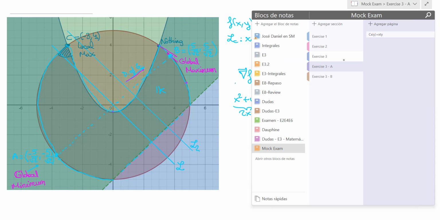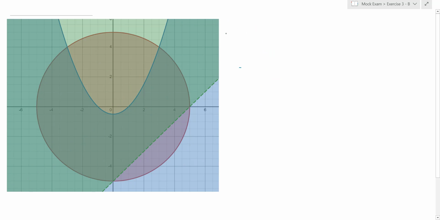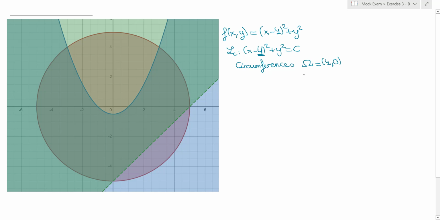Good. Let's go now with the other case. In this other case, the function that we must maximize and optimize in general is x minus 4 squared plus y squared. You can see directly that the level curves of value C will be circumferences. Sorry, and this is a 4. That may seem a y. So they are circumferences with a center at the point 4, 0, and the radius equal to the square root of C.